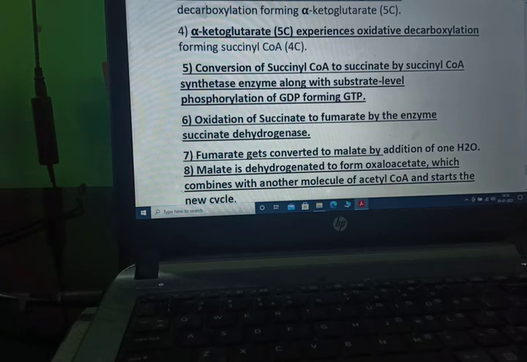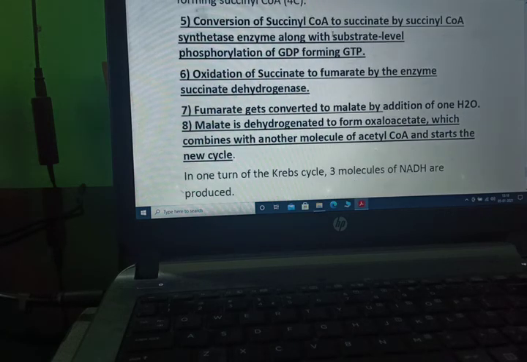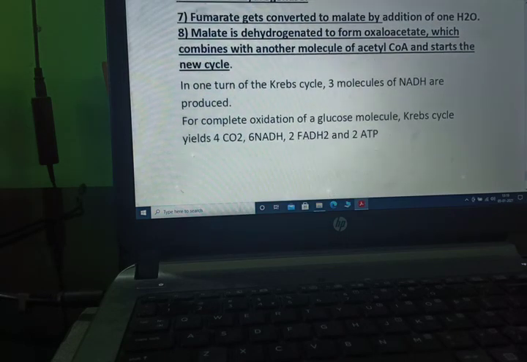of GDP, forming GTP. Oxidation of succinate to fumarate by the enzyme succinate dehydrogenase. Fumarate gets converted to malate by addition of one water molecule. Malate is dehydrogenated to form oxaloacetate, which combines with another molecule of acetyl coenzyme A and starts a new cycle. In 1 turn of the Krebs cycle, 3 molecules of NADH are produced. For complete oxidation of a glucose molecule, the Krebs cycle yields 4 carbon dioxide, 6 NADH, 2 FADH2 and 2 ATP.